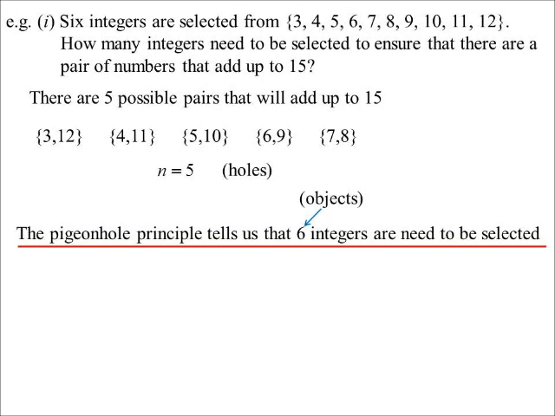If I pull out just 5 integers, I might have pulled out 12, then 4, then 10, then 6, then 7. I don't have a combination there that adds up to 15. But once I have one number from each of these, then all I need is one more number. And I must get a pair somewhere that adds up to 15. So I need one more than the number of holes.